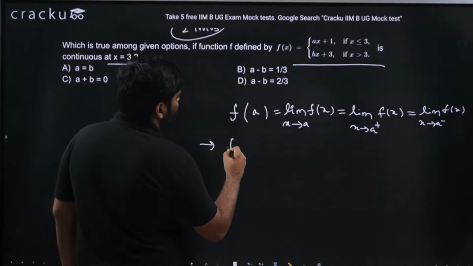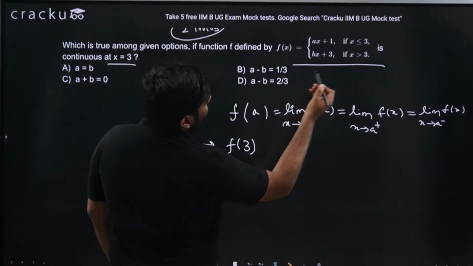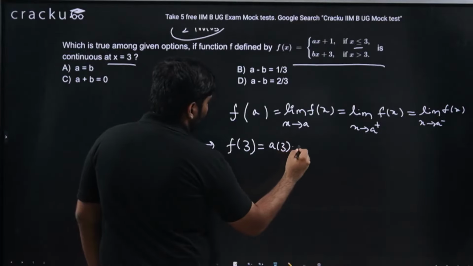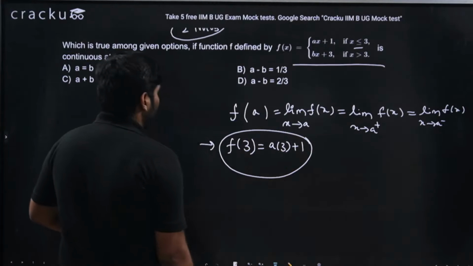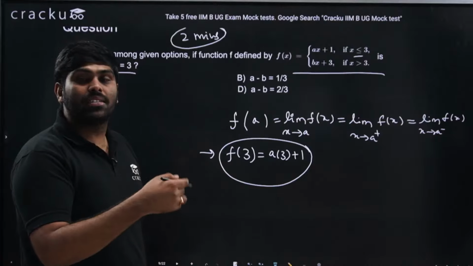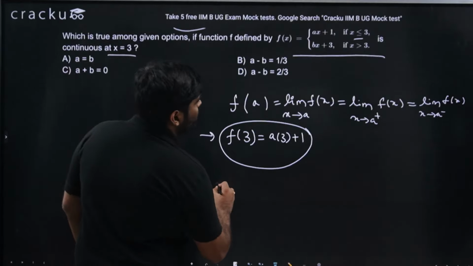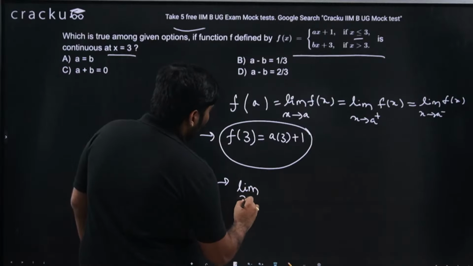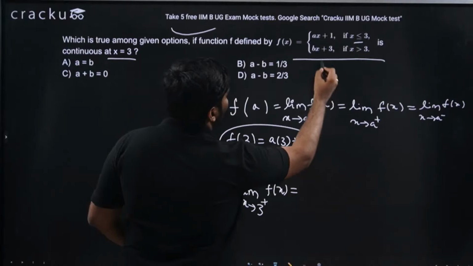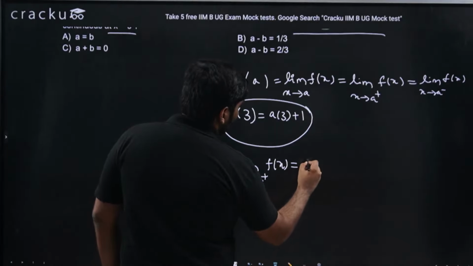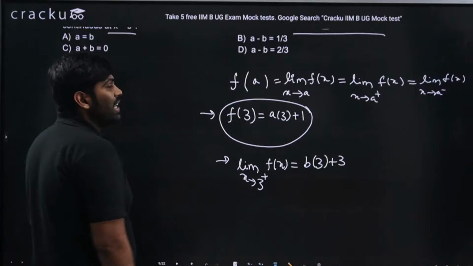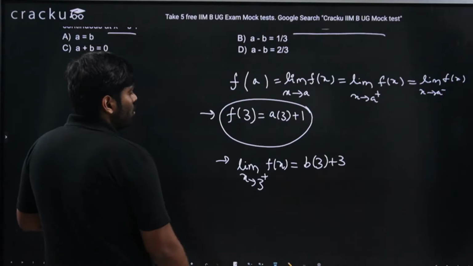See, what is f of 3 now? At x equal to 3, we should be taking ax plus 1, so f of 3 is a into 3 plus 1. Now, what is the limit as x extends to 3 plus of f of x, and the limit as x extends to 3 minus of f of x? For the limit as x extends to 3 plus, any number greater than 3, we should take bx plus 3. So b into 3 plus 3; here we substitute x as 3 because we are dealing with the limit as x extends to 3 plus. So this is the right hand limit.